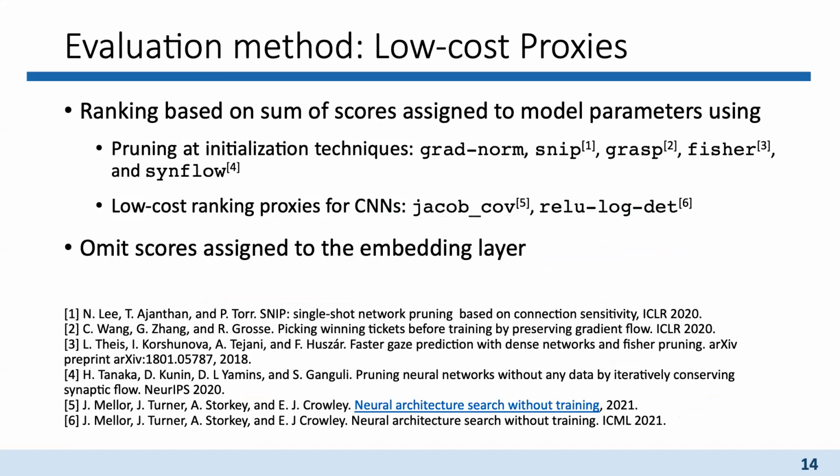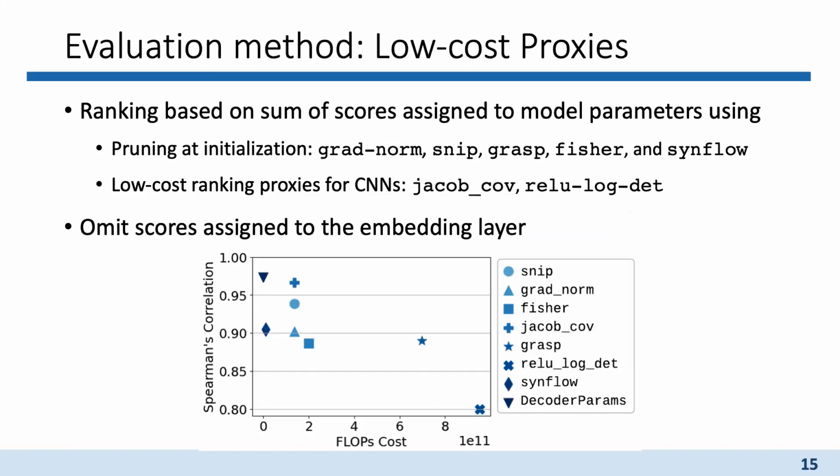The second set of proxies are based on some score, which can either be coming from pruning at initialization techniques or using some heuristic proxies developed for CNNs. For these proxies, we integrated our prior knowledge that the input embedding layer dominates the score, but it does not necessarily correlate with perplexity, so we omit it in the proxies for them to work.